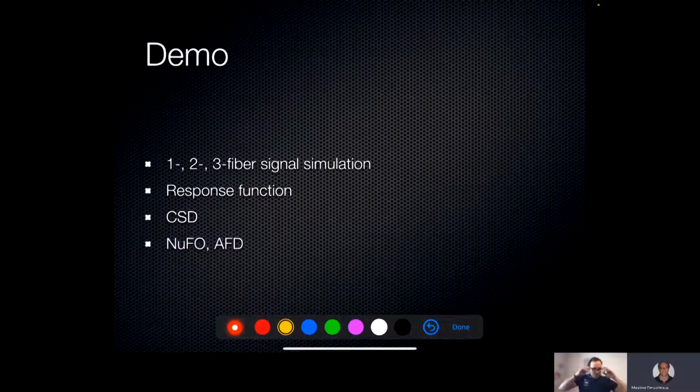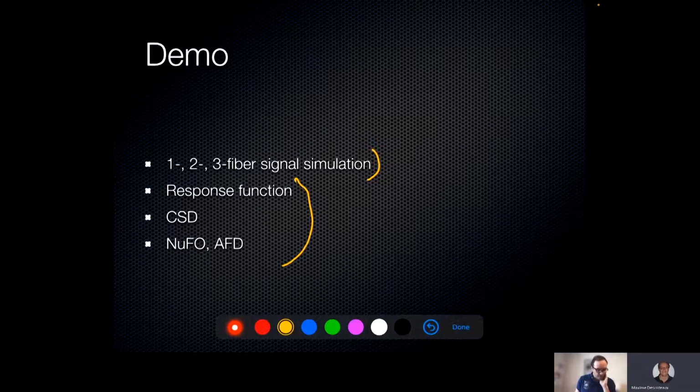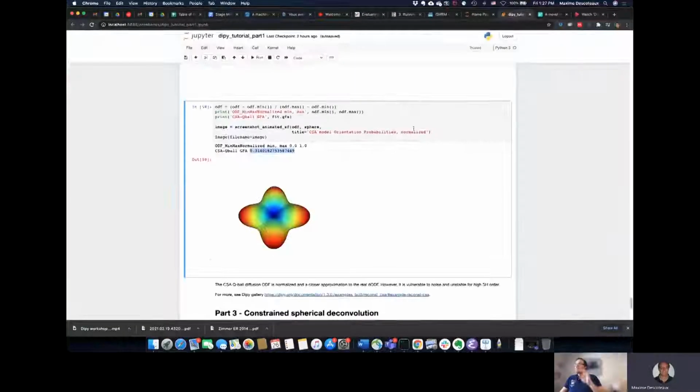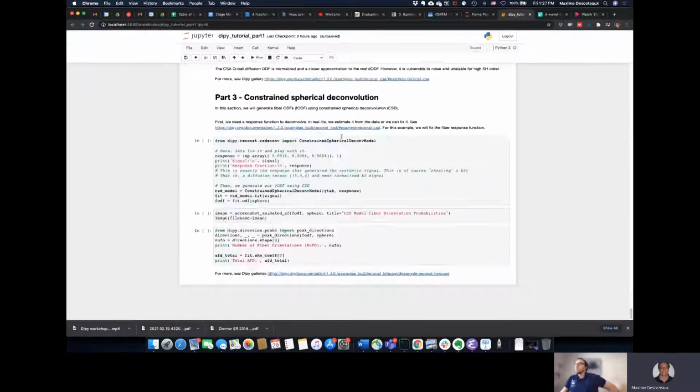So now I'm going to show you a demo where again we use our same 1, 2, 3 fiber simulations. I show you the response function, the CSD model, and how to extract apparent fiber density and NUFO. So, where's my Jupyter notebook? We're now still in the same Jupyter notebook of part 1, but now I get into the small bit of code of constrained spherical deconvolution.